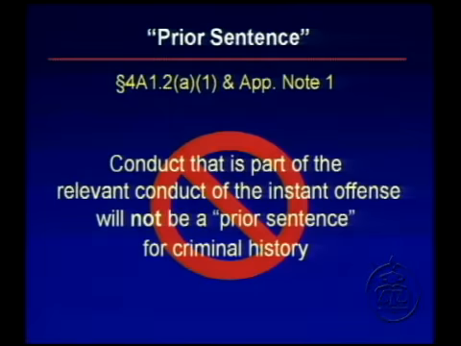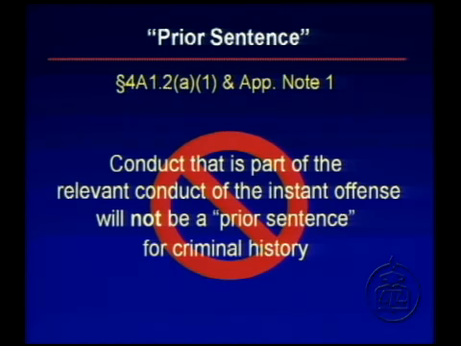From Rachel's brief overview of 4A1.1, it's evident that the appropriate calculation of the criminal history score involves a comparison of the defendant's prior sentence to the instant offense, especially for the purpose of establishing the time frame for counting that prior sentence. But there's a question of whether the prior sentence is part of relevant conduct. So the bright line rule is conduct that is part of the relevant conduct of the instant offense will not be a prior sentence for the purpose of criminal history.